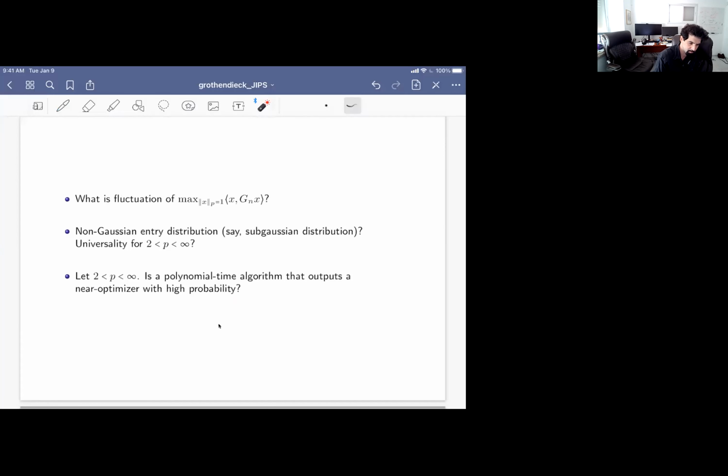For p equal to infinity, the SK model, the answer is yes. This is done via the approximate message passing algorithm, which was developed by Montanari and his co-authors, building on earlier work by Bolthausen. So hopefully a similar algorithm should also work in the p bigger than 2 case.